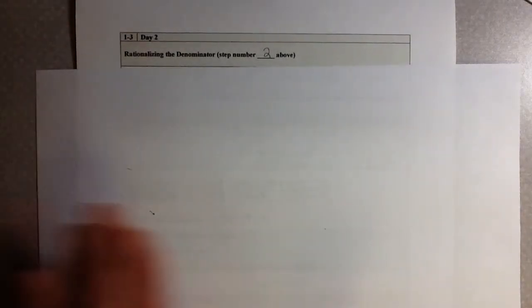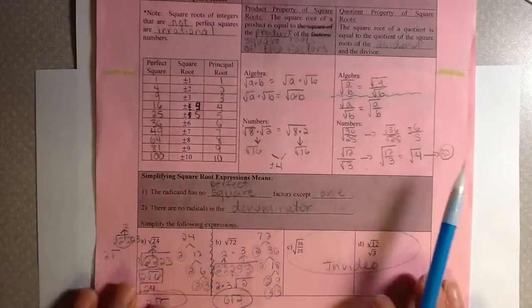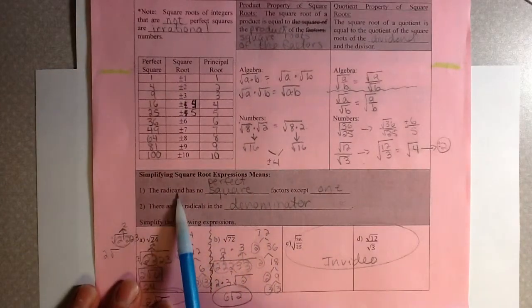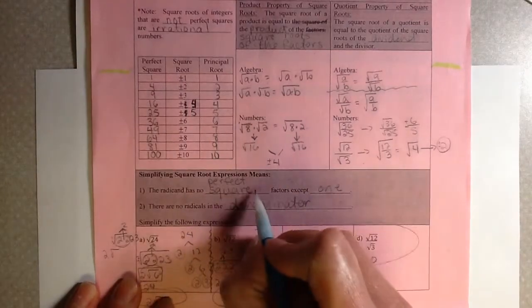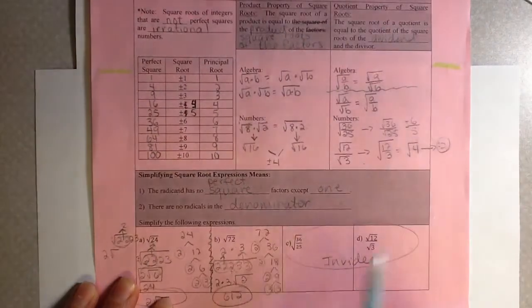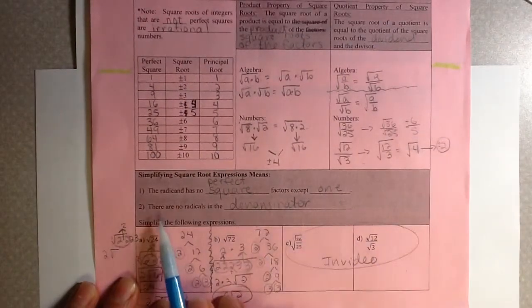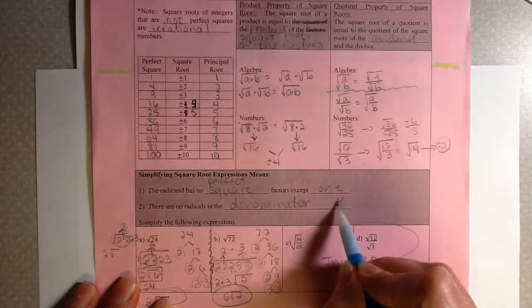We're on day 2 of section 1.3, and just to refer you back to the notes from yesterday, when you were simplifying square roots, you need to make sure the radicand, so the value underneath the square root sign, has no perfect squares. No perfect square factors except for 1. And there are no radicals in the denominator. This is what we're going to work on today.